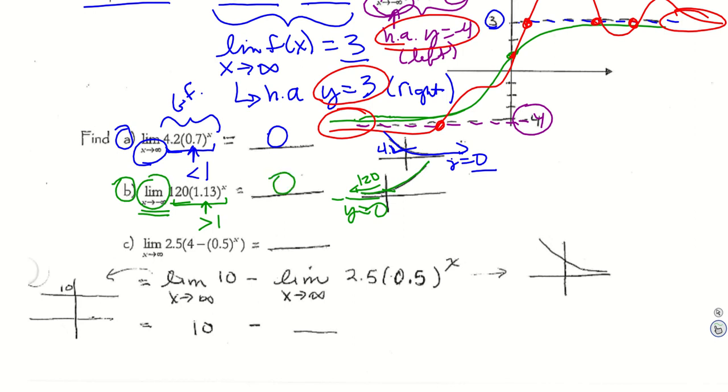Okay, let's take another more complicated example. So here we're going to look at C. Here I want to find the limit of this function that's defined as 2.5 times (4 minus 0.5 to the x). That is an exponential function because I have x in an exponent, but it is not in general form. So we're going to work with that. And the first thing we're going to do is distribute this 2.5. So 2.5 times 4 gives me 10. So I have the limit of 10 minus, distributing this 2.5, 2.5 times 0.5 to the x.